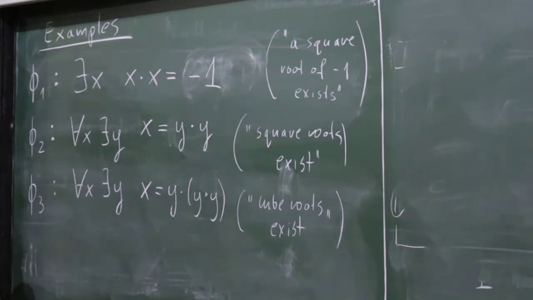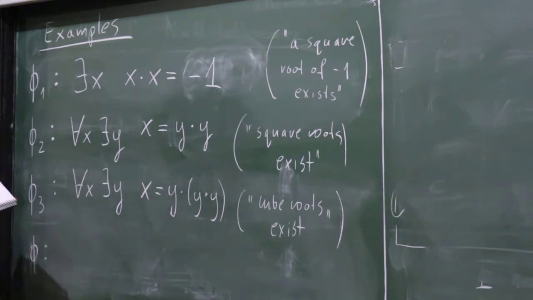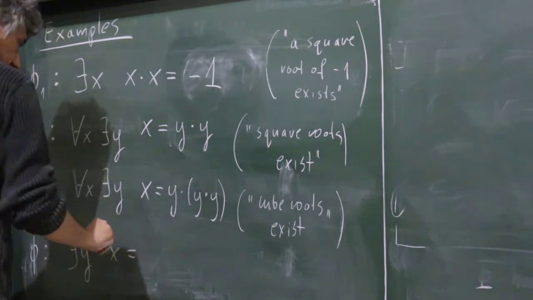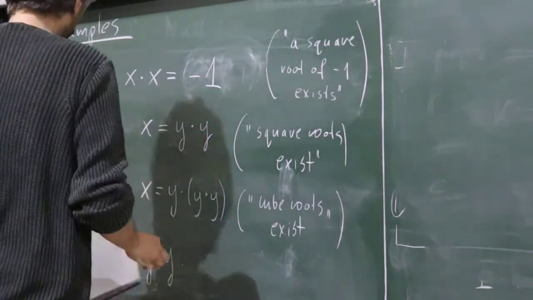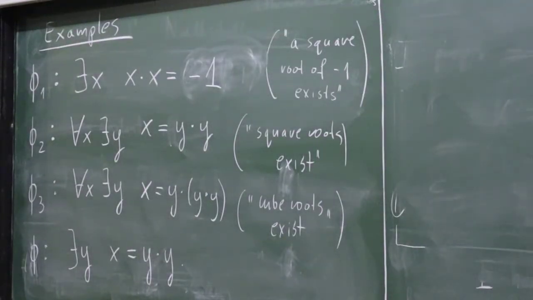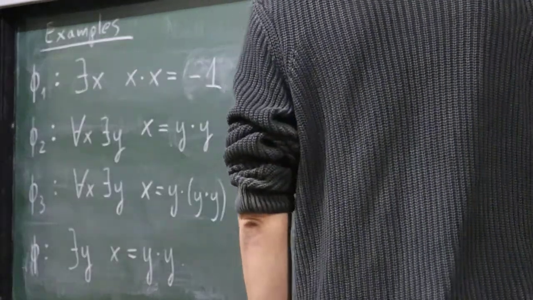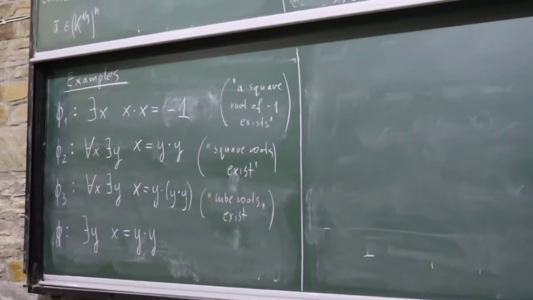And another one, which will be discussed later, of a different type: exists y such that x is y times y. So as I said, so far this has no actual meaning. These are just strings of symbols, and we want to give them some meaning.